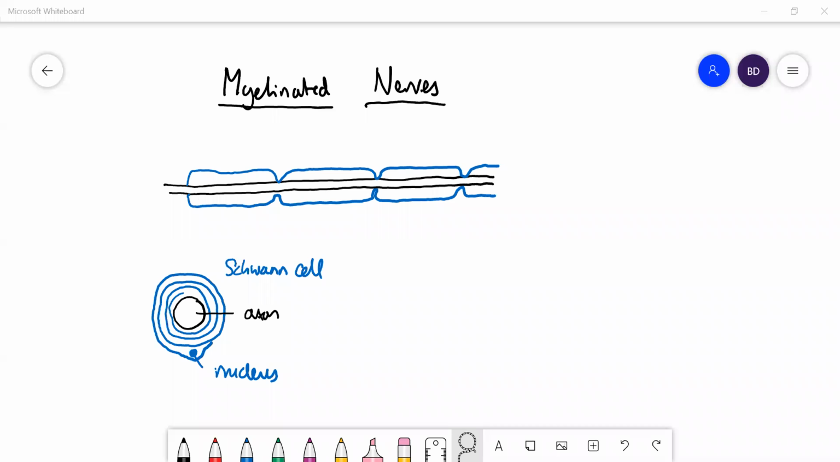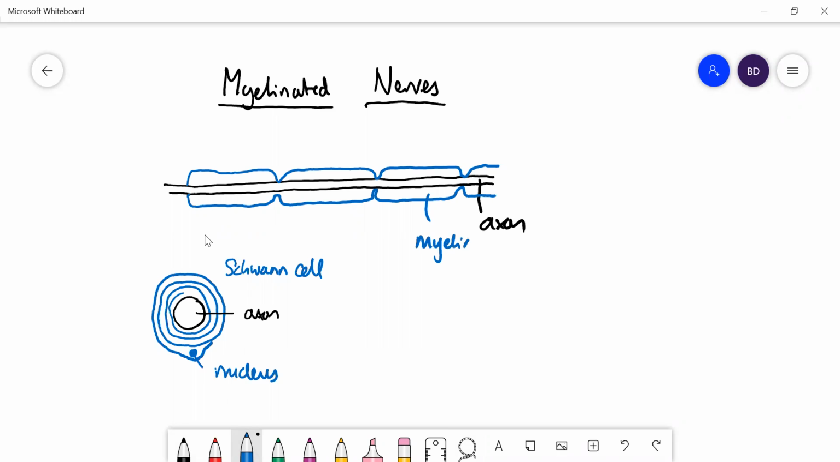We're going to talk about myelinated nerve fibers. Okay, so here we have the axon, and the blue here is a fatty material, the myelin sheath.